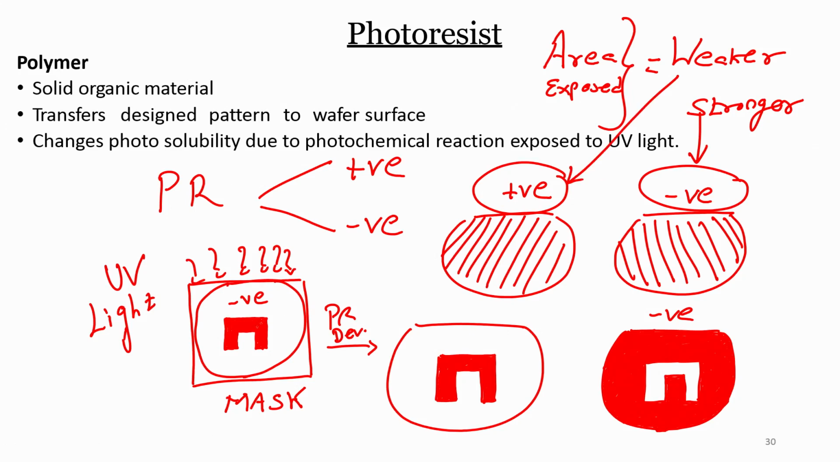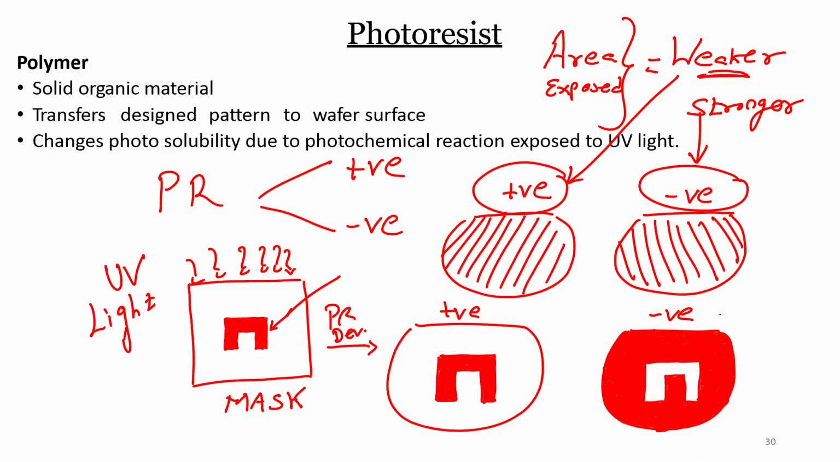You can see here, right, this is the area. If I just remove the mask, remove the wafer, sorry, then you can see this is the area which is not exposed, and the remaining area is exposed. So, in case of positive photoresist, what I obtained is the area which was not exposed gets stronger, and the area which was exposed gets weaker here, correct.